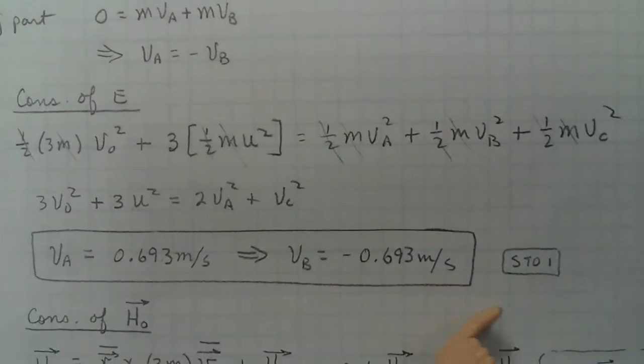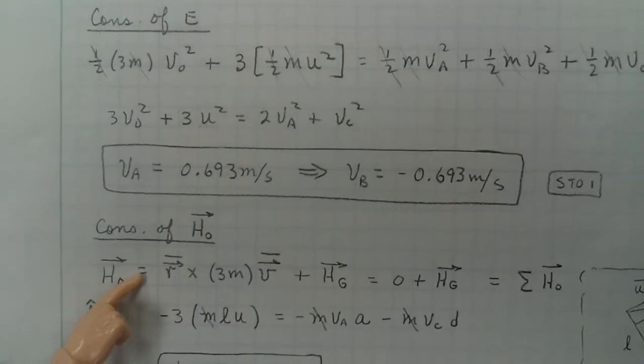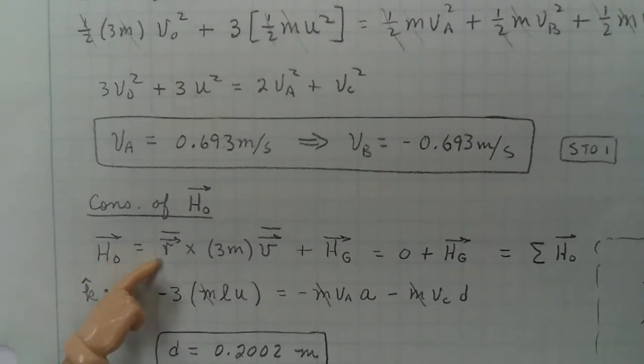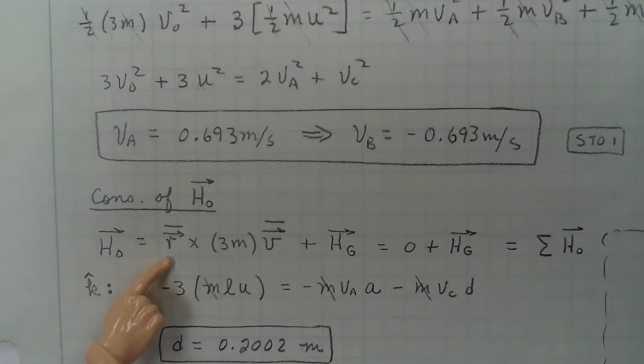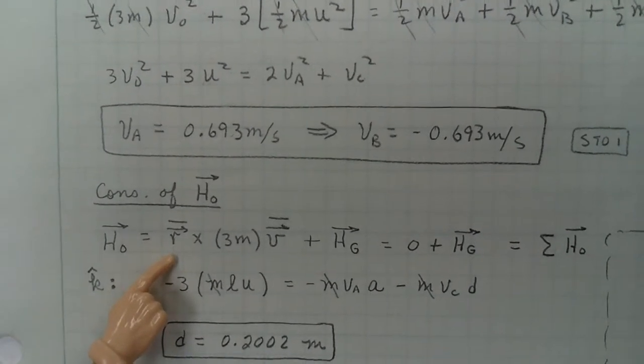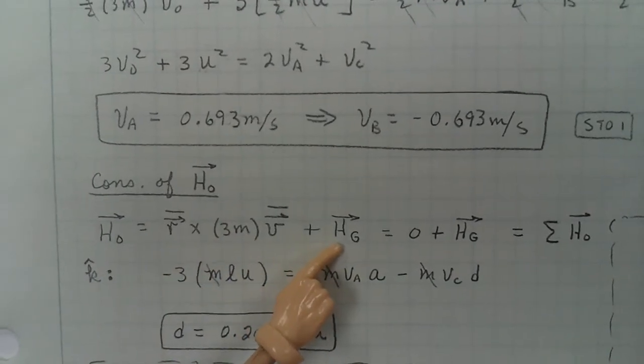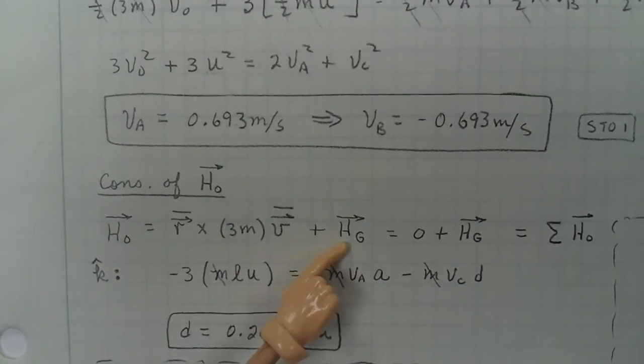I stored that in 1 on my calculator. The next thing we look at is conservation of angular momentum. The angular momentum can be written by that problem that I worked out in class. I don't remember the problem number, but it's r bar crossed into mv bar plus h sub g, which is the angular momentum about the center mass frame.